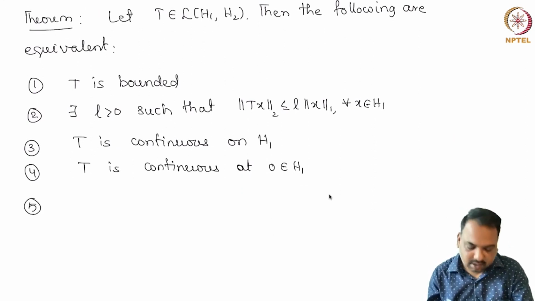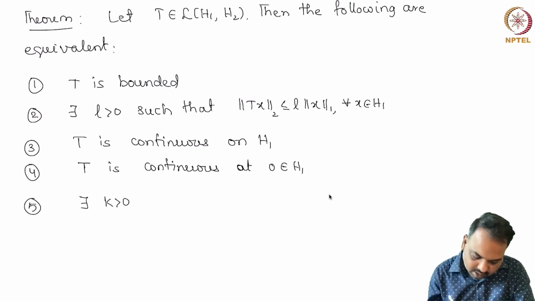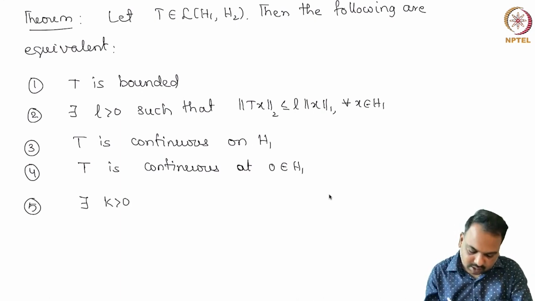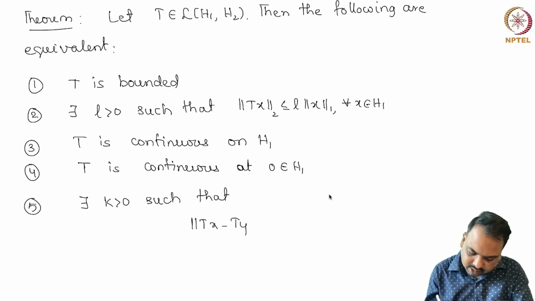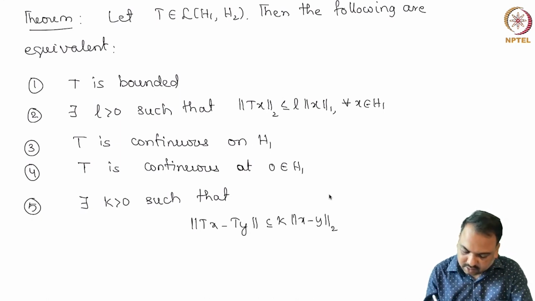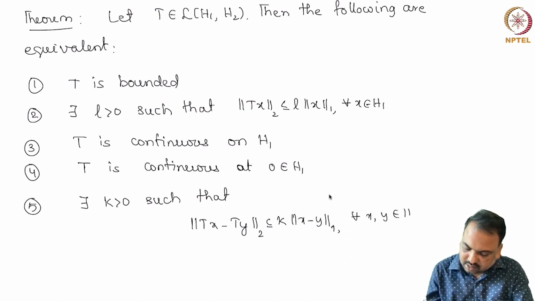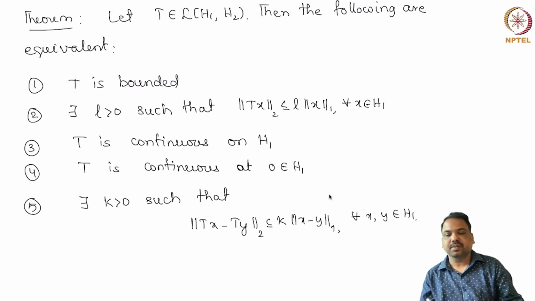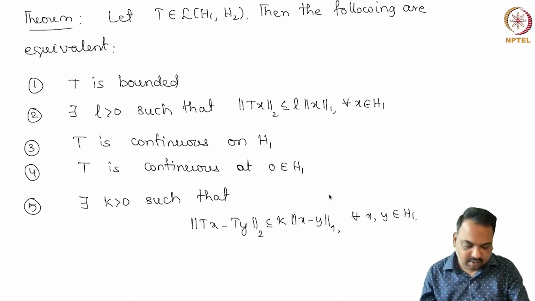Equivalently, you can say that there exists some positive k such that norm of Tx minus Ty is less than k times norm x minus y, for every x, y in H1. So these conditions are equivalent.